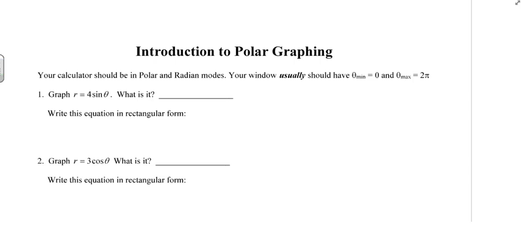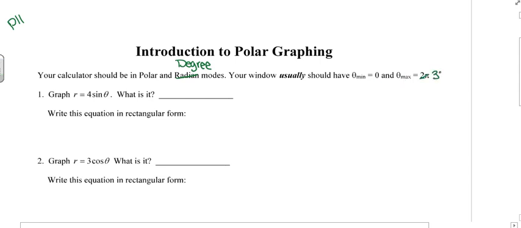Okay, so I am on page 11 in the polar packet. And right up at the top of page 11, I'm going to start by making some changes. It says that your calculator should be in polar and degree modes. The window usually has to be between 0, and we're going to change the theta maximum value to 360 because we are going to graph in degrees.